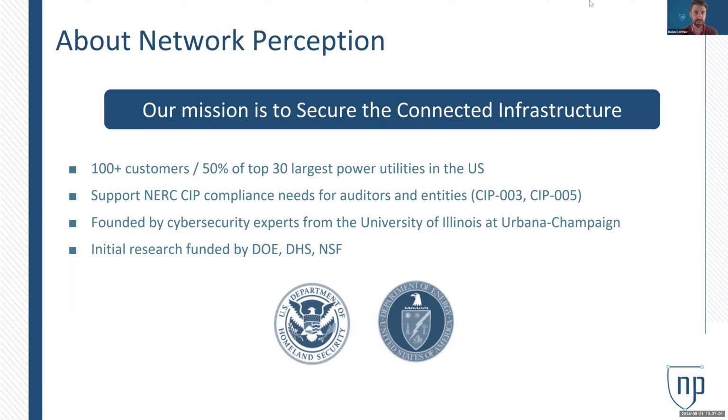Network Perception is headquartered in Chicago. We have about 30 people and about 100 customers. We started as a prototype developed at the University of Illinois in Champaign-Urbana with funding from DOE and DHS, and quickly we specialized in supporting the needs of asset owners and asset operators, as well as auditors, for NERC CIP, specifically CIP 3 and CIP 5. So everything around network segmentation and making sure that firewalls are correctly configured.